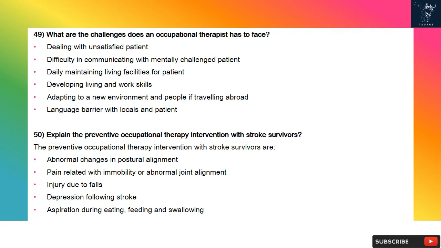50. Explain the preventive occupational therapy intervention with stroke survivors. The preventive occupational therapy intervention with stroke survivors are abnormal changes in postural alignment, pain related with immobility or abnormal joint alignment, and injury due to falls, depression following stroke, aspiration during eating, feeding and swallowing.